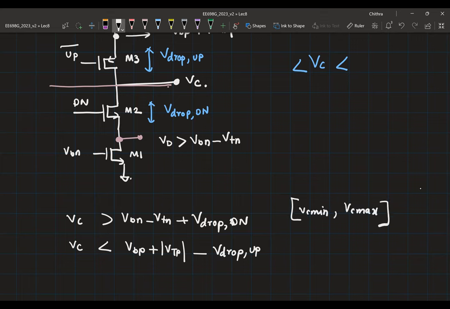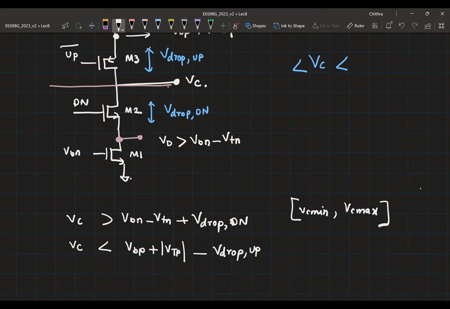So it's possible for your VC to come out of this range. All that this means is that if my VC goes below, let's say VC min, M1 will come out of saturation. So it is acting like a resistor, but it can still pull the current out of the capacitor, right? So it is possible for it to go into these ranges.